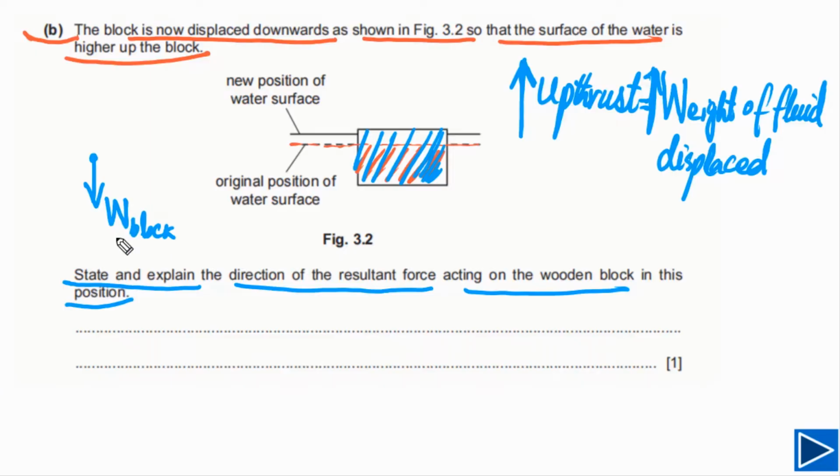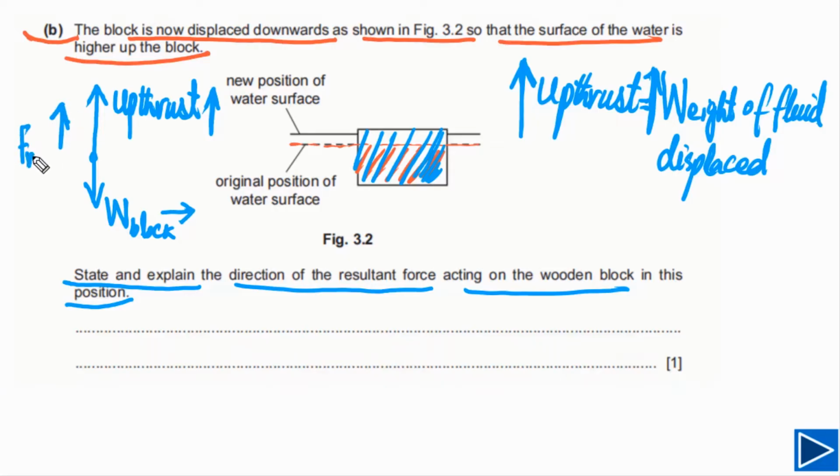But the weight of the block does not change, because the weight of the block depends on the mass of the block and the value of g. But upthrust depends on the weight of the fluid displaced. Now the block is displacing more fluid, so upthrust in this case increases. Before, upthrust was equal to weight, but now the weight of the block does not change, but upthrust has increased. So it simply means that there is a resultant force in the direction of upthrust.